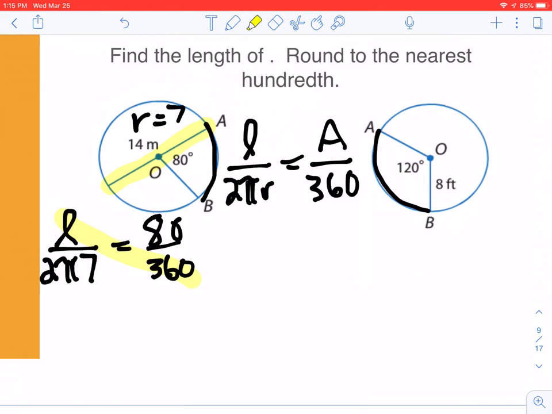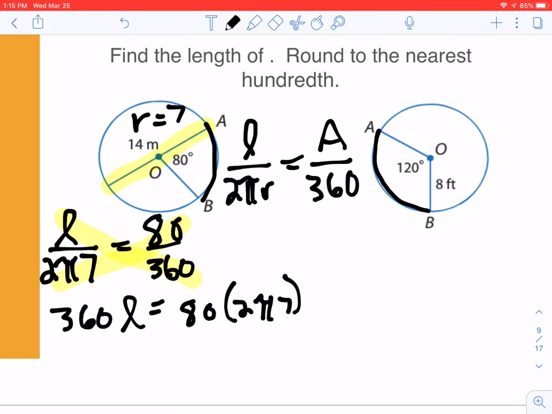So I'm going to cross multiply now. So I get 360L equals 80 times 2 pi 7. Multiply all those out, and we get, I'm going to have to use my calculator. I hope you guys are doing this along with me and not just waiting for me to do it.